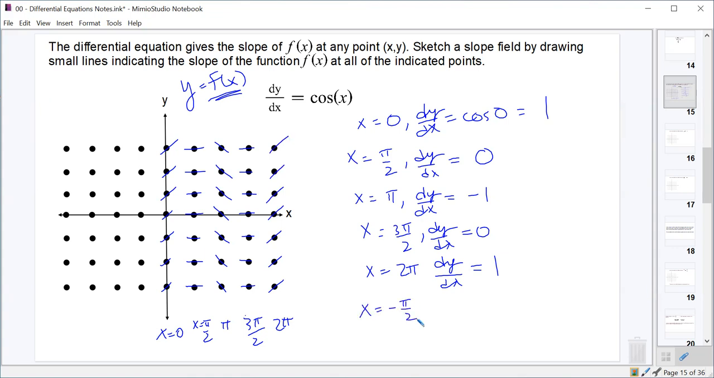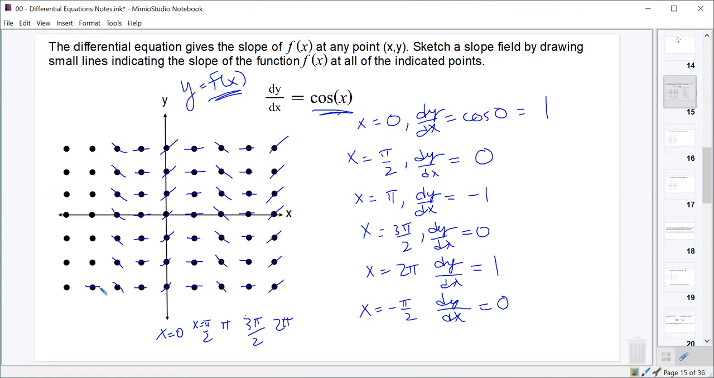At negative pi over 2, dy dx is going to equal 0, because the cosine of negative pi over 2 is 0. So these ones will all be zeros. And going back one more, at x equals negative pi, they're all going to be -1. And we'll note that as we're doing this, of course, in each column, they're exactly the same, because the y-coordinate doesn't affect the slope here, only the x-coordinate does, because we're only looking at cosine of x. Later on down the road, we're going to look at some differential equations that have both x and y, and we'll have to do some different things in these columns. We won't be able to just do the same thing in each vertical column.